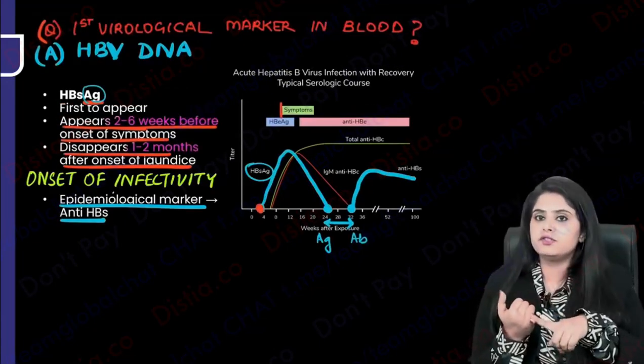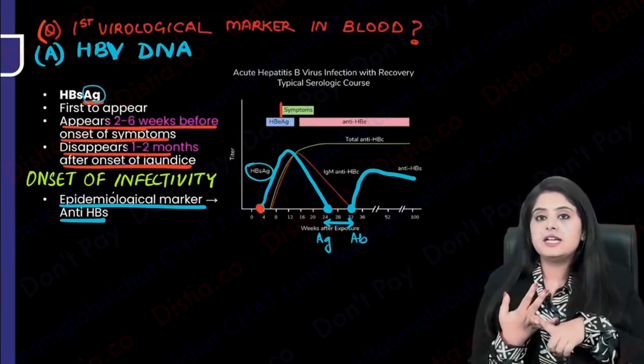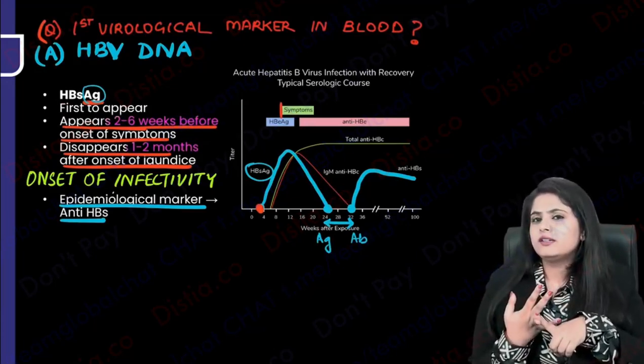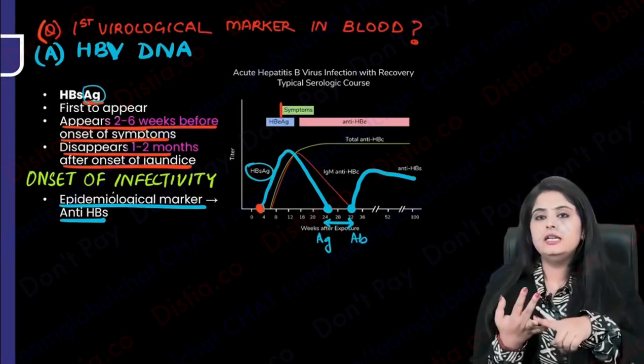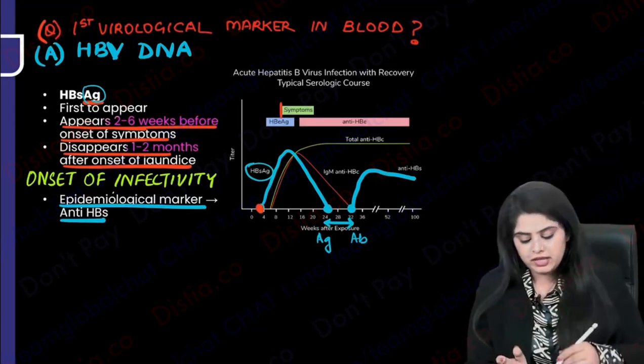The first one was surface to come, S comes first, after that E comes. What are you expecting next? Ma'am, now what is left? S done, E done, C is the next one. So where is the core?